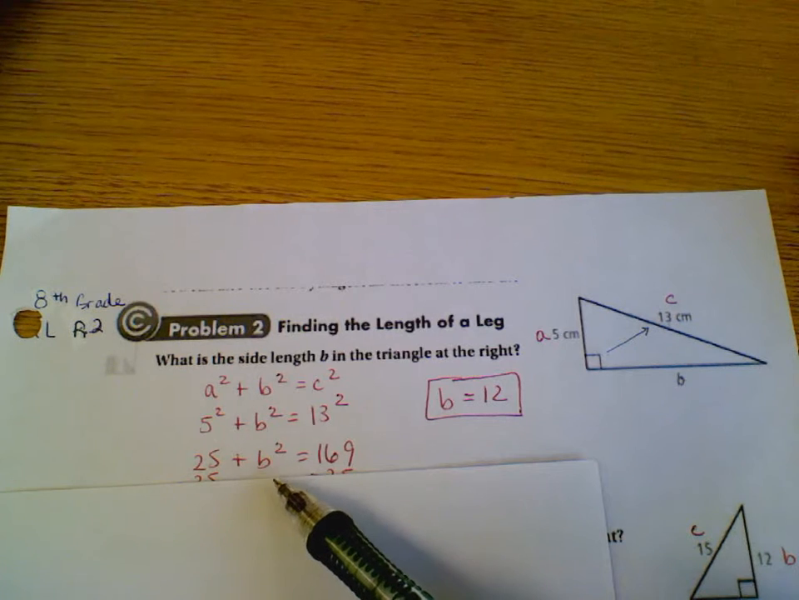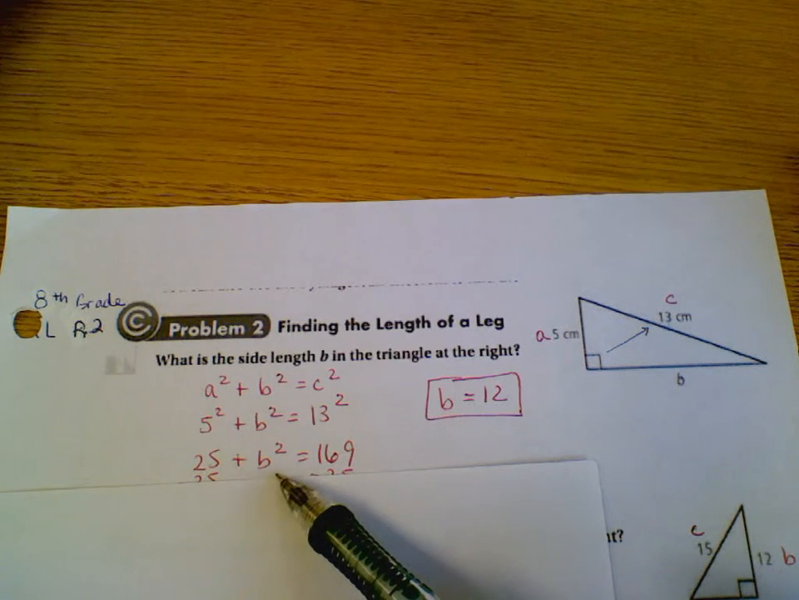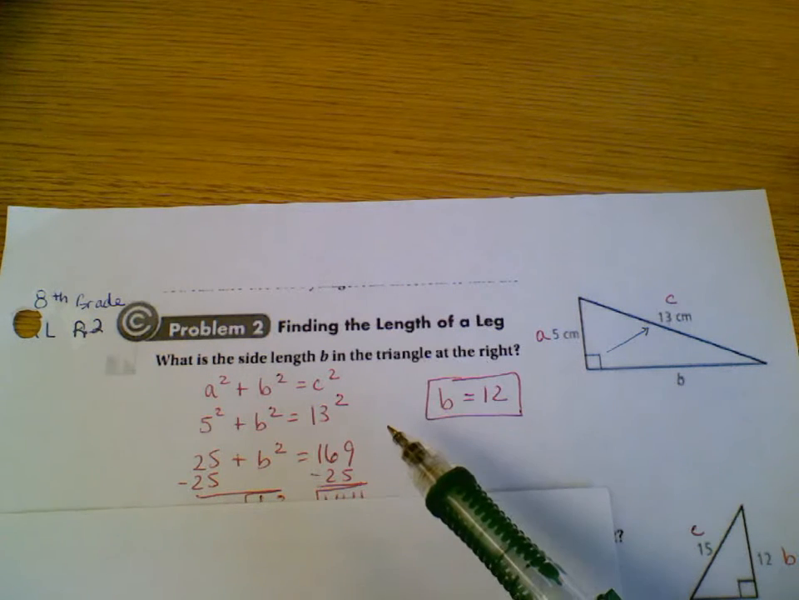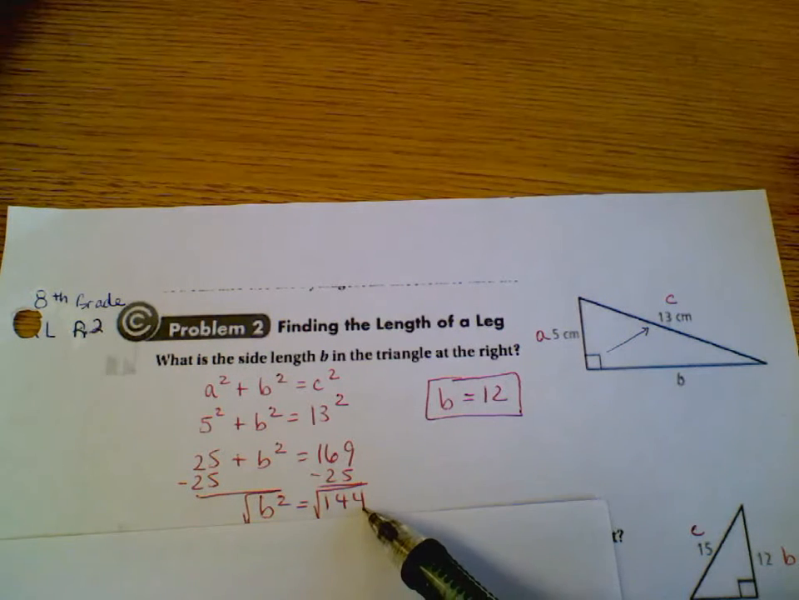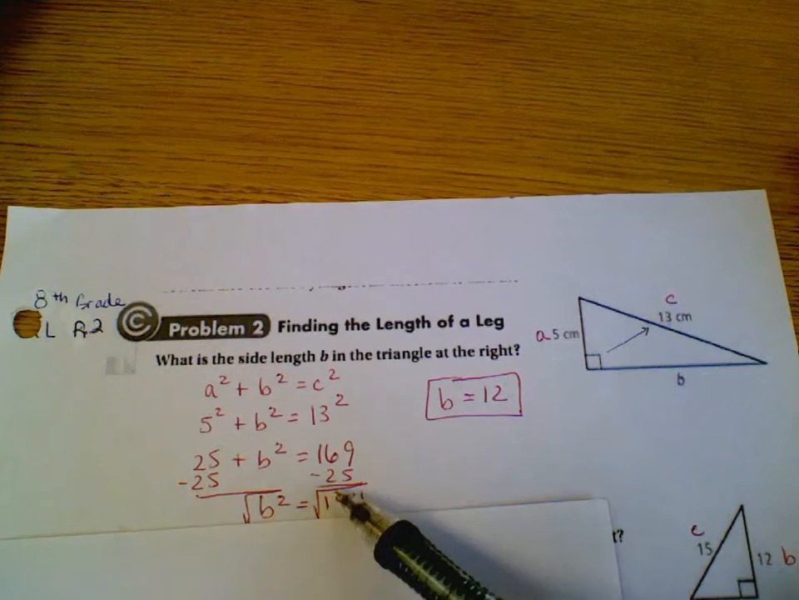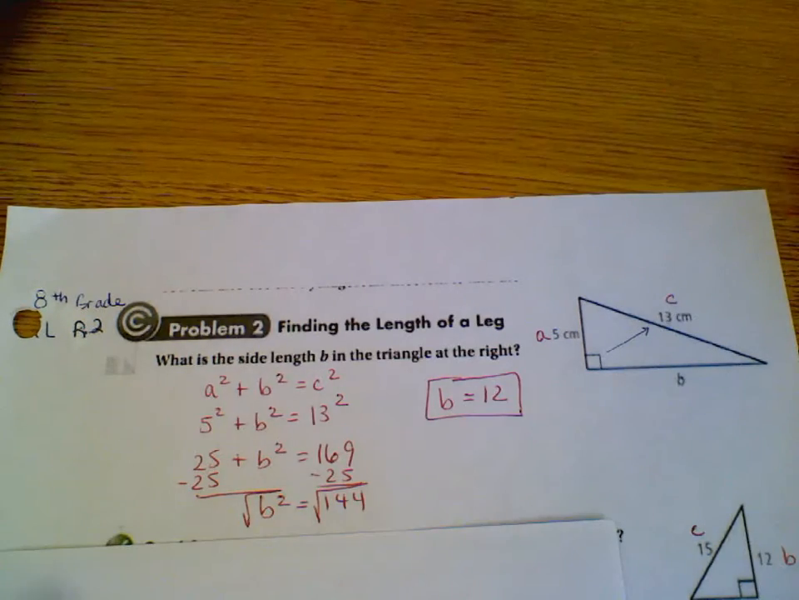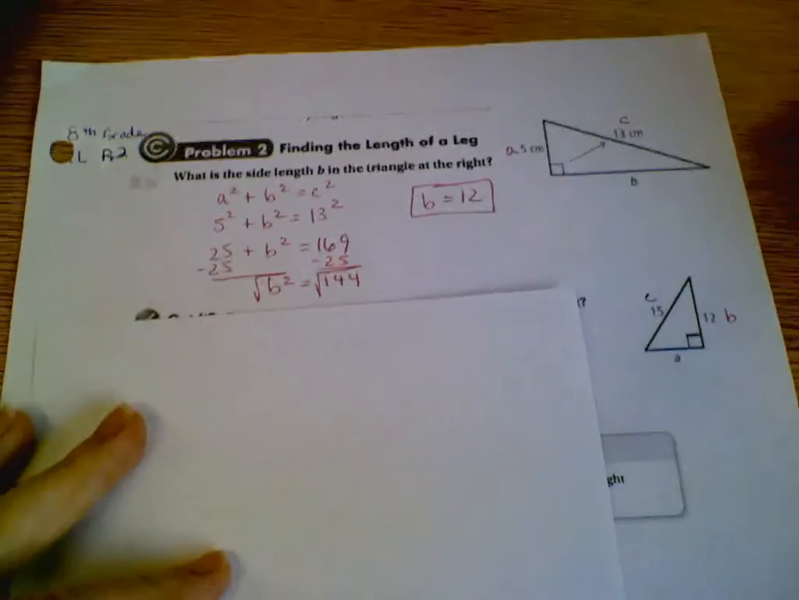Now this is a different format because B squared is over here. So I want to get rid of 25. So to do so, I would subtract, and I would get 144. And then to get rid of the squared on the B, I would do the square root, which is what gives me that 12. You should pause the video and try the got it question.